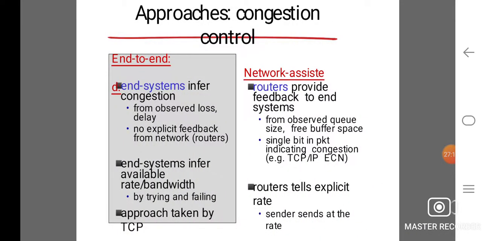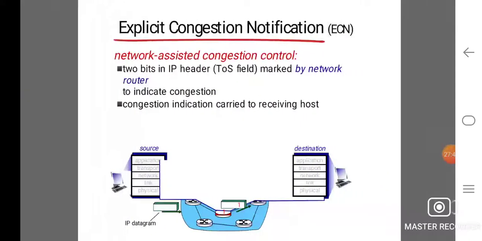Approaches to congestion control: end to end. In end-to-end systems, congestion is inferred from observed loss and delay. There is no explicit feedback from the network routers. End systems infer the available rate or bandwidth by trying and failing. This is the approach taken by TCP. Network assist: routers provide feedback to end systems, from observed queue size, free buffer space, or a single bit in the packet indicating congestion. Example: TCP, IP and ECN. Or the router tells an explicit rate, and the sender sends at that rate.